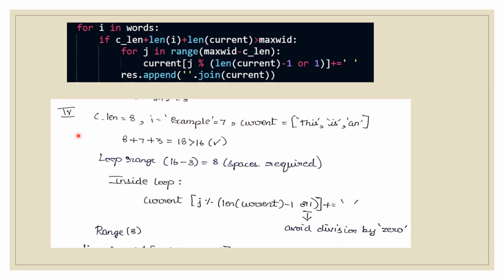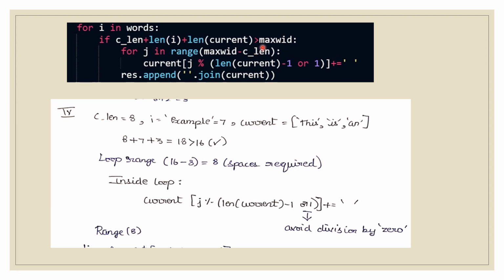Now let's move on with the fourth iteration. During the fourth iteration, the current length will be equal to 8 and the i will be equal to example, and the current list will be having 3 elements. Now we are going to sum it up. We'll be getting 18, which is obviously greater than 16. So the condition is satisfied.